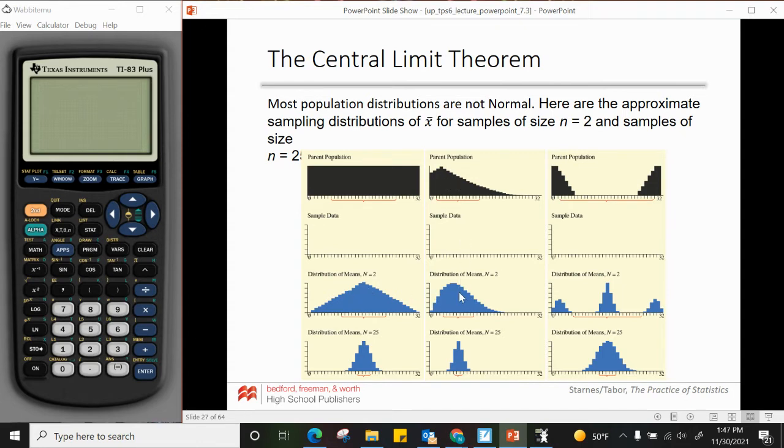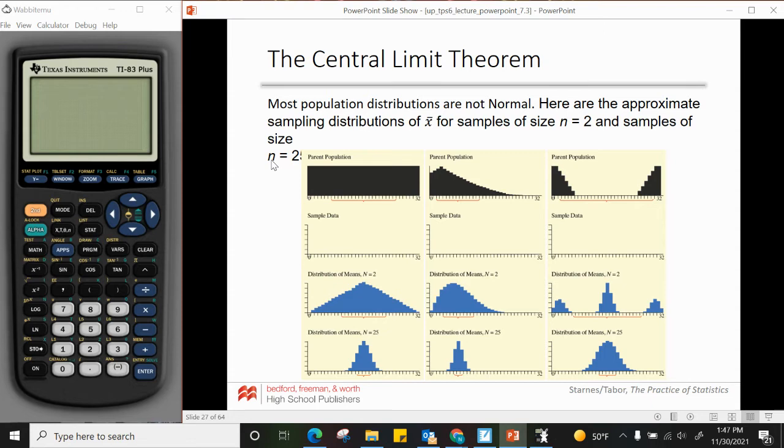My skewed right distribution with mean of 2 still seems skewed right, and this binomial one looks kind of funky. However, when my sample size goes up to 25, my distribution looks a lot more normal. It doesn't matter what my parent population is, as long as my sample size is large, my sampling distribution is going to become more and more normal the larger my n goes.